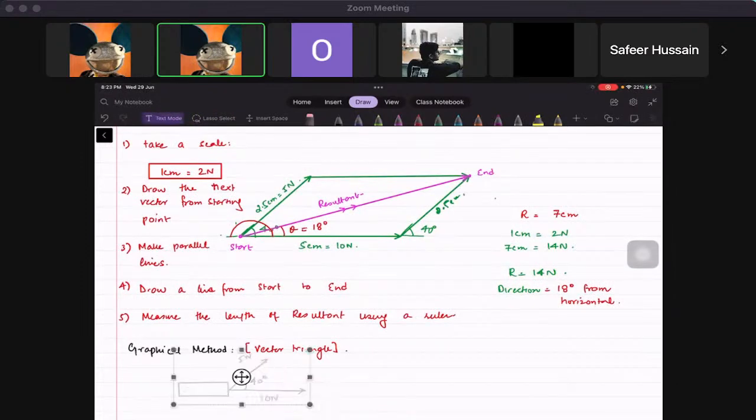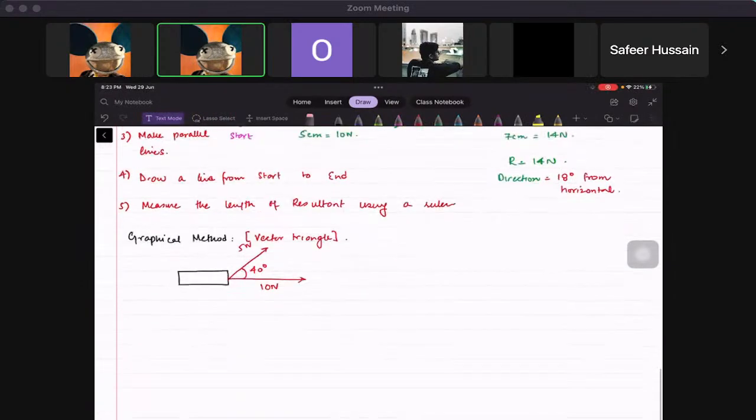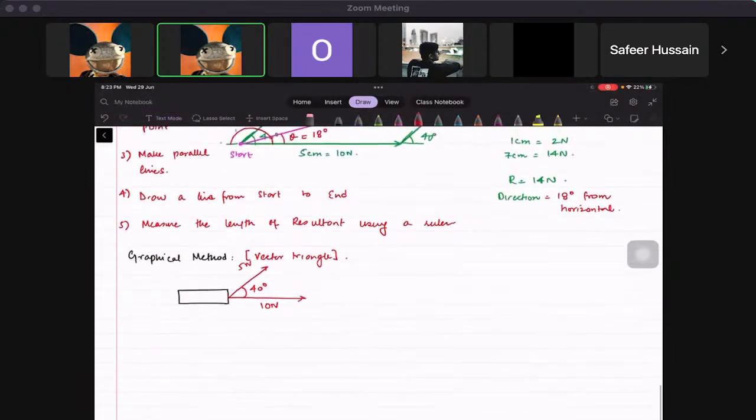Okay, pretty good. So for this, you do the same thing. Always take a scale. Let's take the same scale, 1 centimeter equals 2 newtons. Of course, the scale could be different for you, because you might be thinking that the page size is smaller. You could use a different scale altogether to fit your page. Scale is not important as long as you use it wisely and the page size is kept in mind.